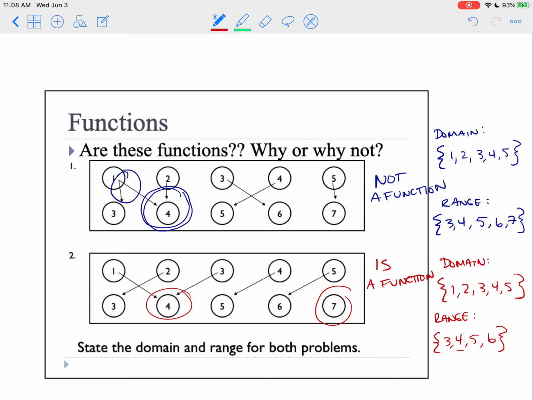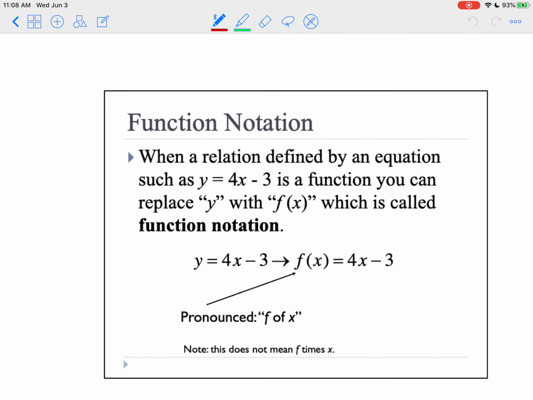All right. So this is just a sort of a graphical representation of what a function does. It maps one number to another number. Okay. Now, if we know that we do have a function, we can use something called function notation. So if we have a relation defined by some equation, like in this case we have a line, which we talked about in the last section, y equals 4x minus 3.